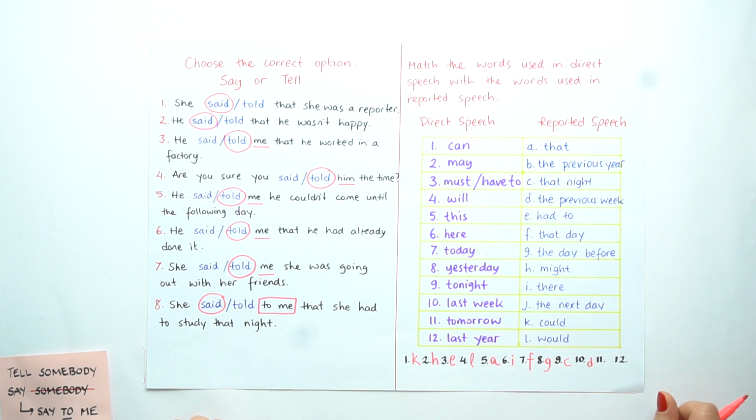Tomorrow. Tomorrow becomes the next day. The answer is J. And the last one, last year. Last year becomes the previous year. The answer is B.